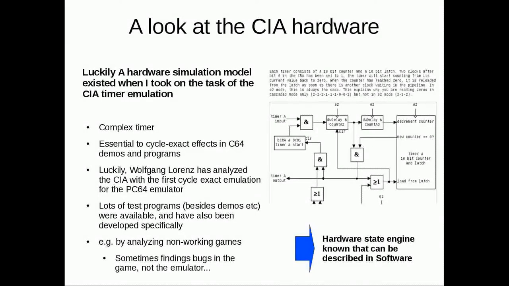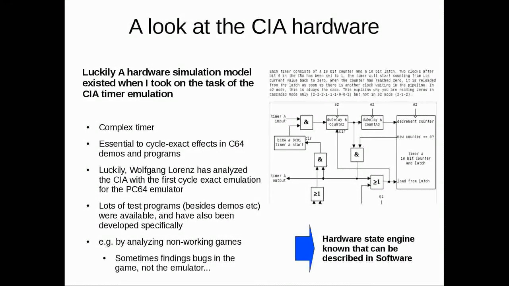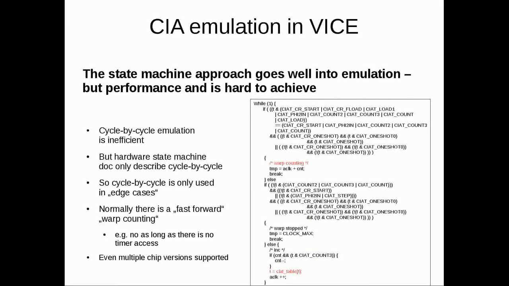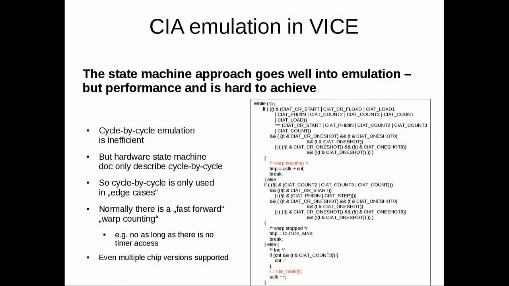So how do we do the emulation of the CIA in VICE then? The state machine approach goes well into emulation. As I said, you just have to look up the new value here in this table. So this is the clockwise emulation, but as I also said, it's really, really very slow, because you have to count every clock cycle separately.